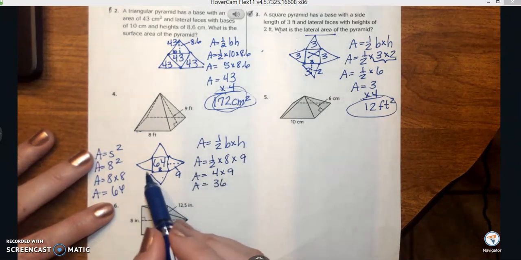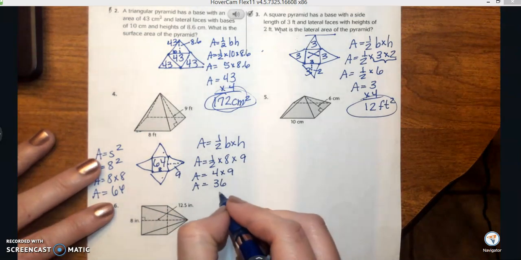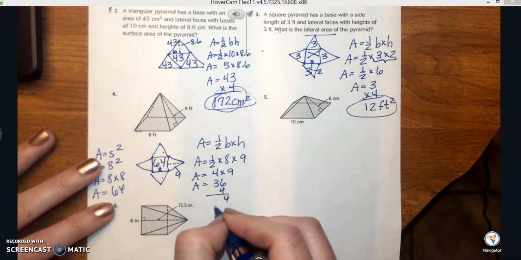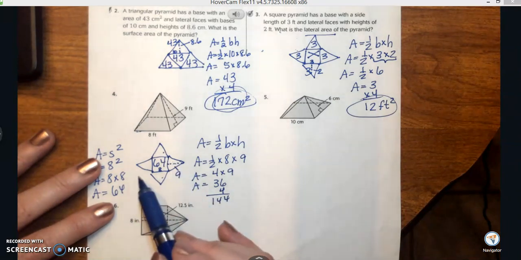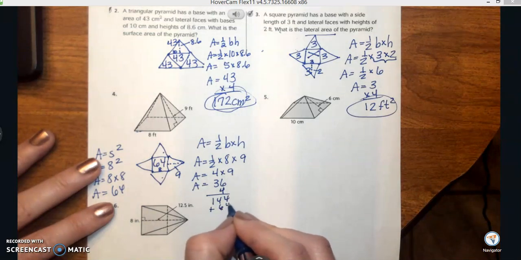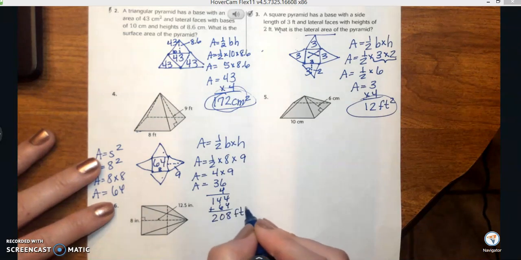So there are 1, 2, 3, 4 triangles that would have an area of 36. So we're going to multiply by 4 to get 144. Now, I've still got to add that 64 to get the whole surface area. So add 64. And we get 208 feet squared for your surface area.